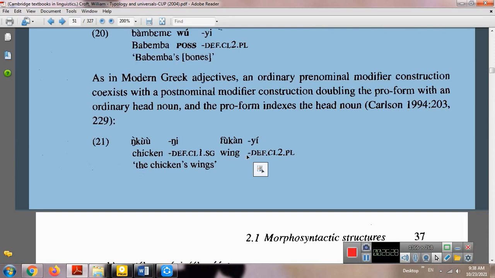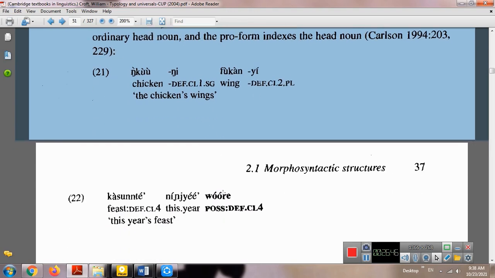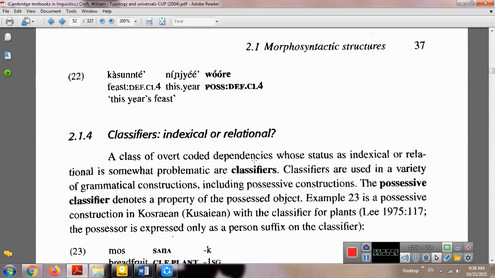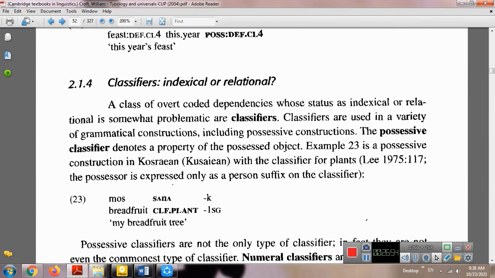As in modern Greek adjectives, an ordinary pronominal modifier construction coexists with a post-nominal modifier construction, doubling the proform with an ordinary head noun, and the proform indexes the head noun. Here we can see the example of this language. The examples are not very important. You should just look at them to get the point.